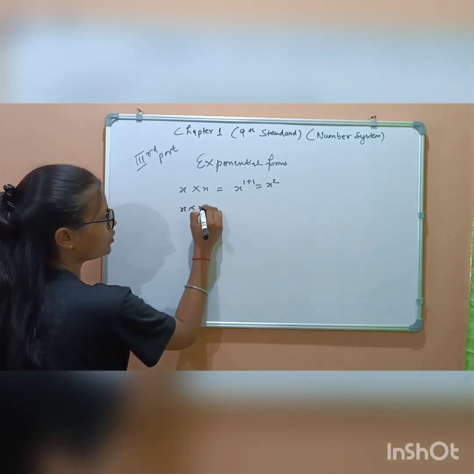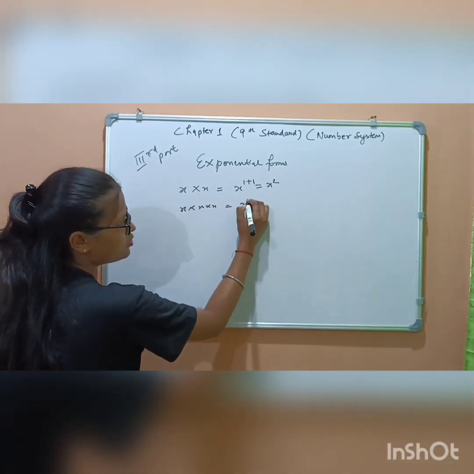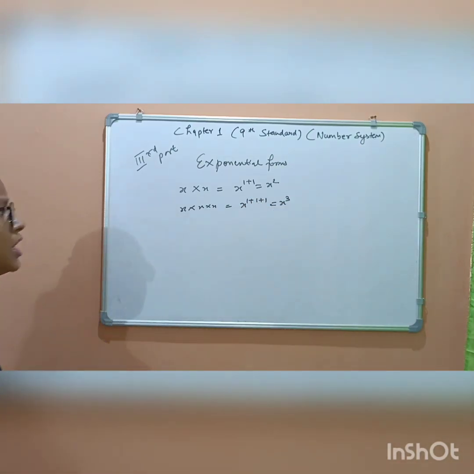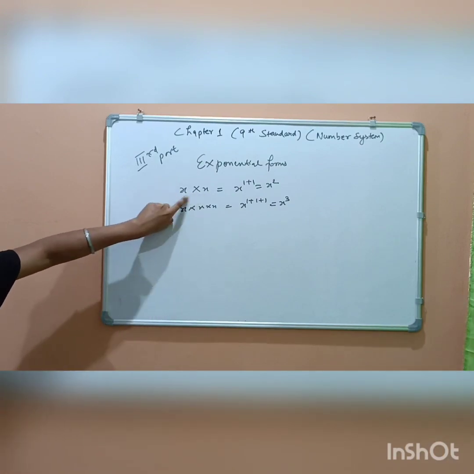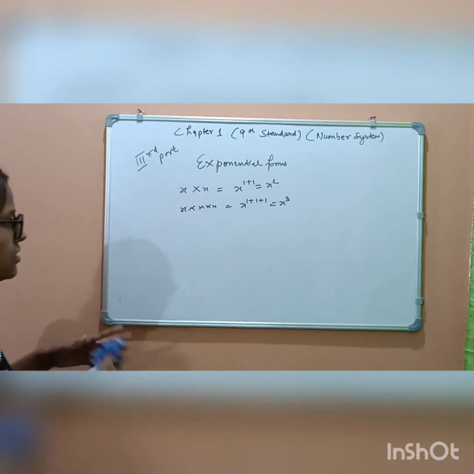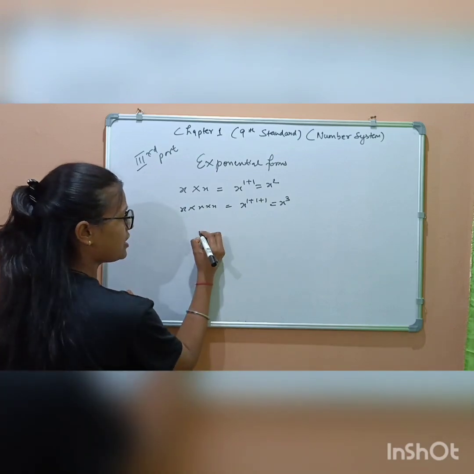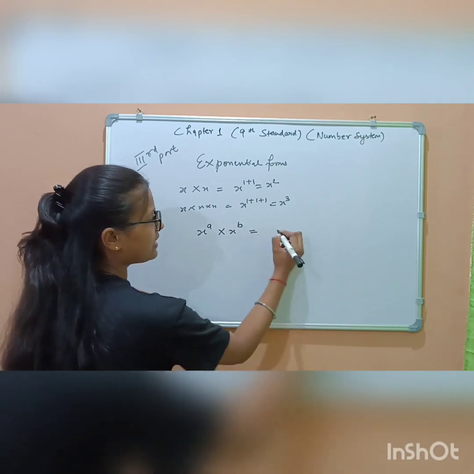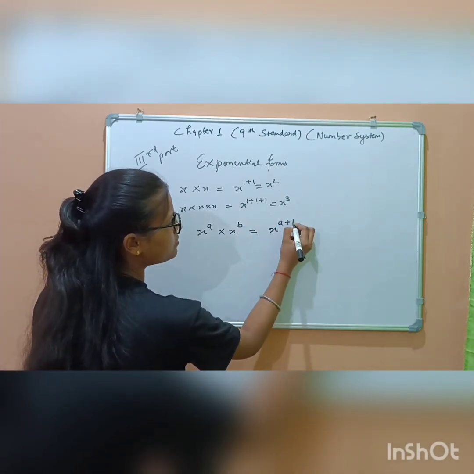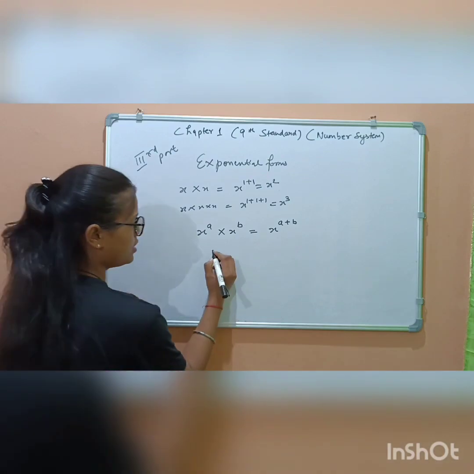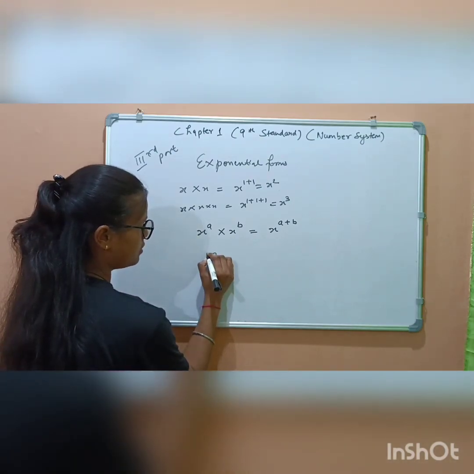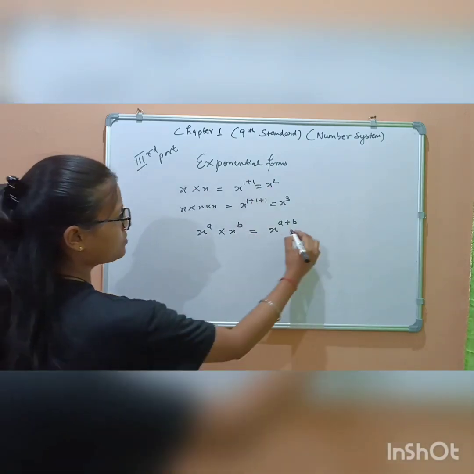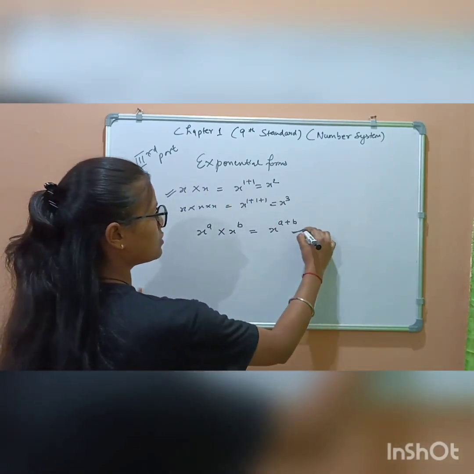When you multiply x into x into x, you get x raised to power 1 plus 1 plus 1, that is x cube. So how does this come? When the bases are same, powers are added. So if x raised to power a is multiplied by x raised to power b, then I can write it down as x raised to power a plus b. Clear? And one more thing. From this it comes this.